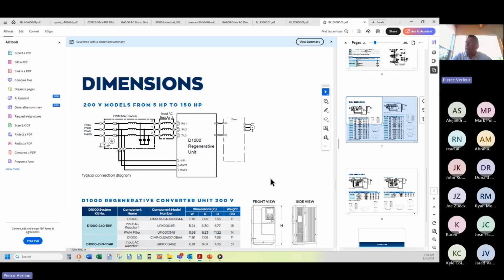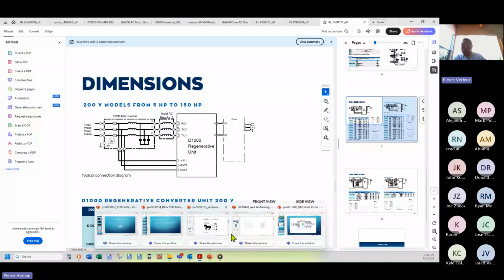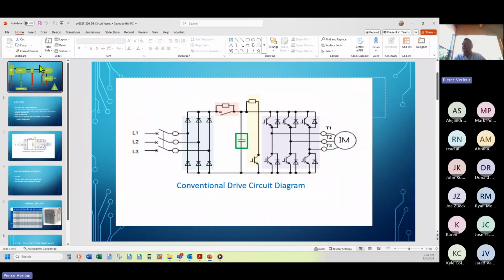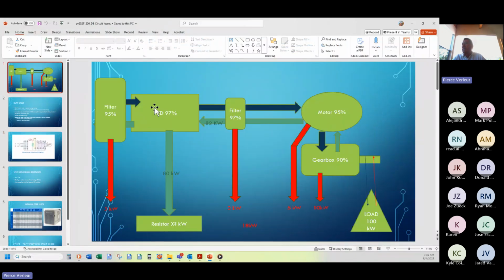So we've covered all of the ways that we can solve this little applications problem of taking energy back through the VFD and either putting it on the line with our regen solutions, or with our CDBR resistor or R1000, basically wasting it off. Any questions on that?